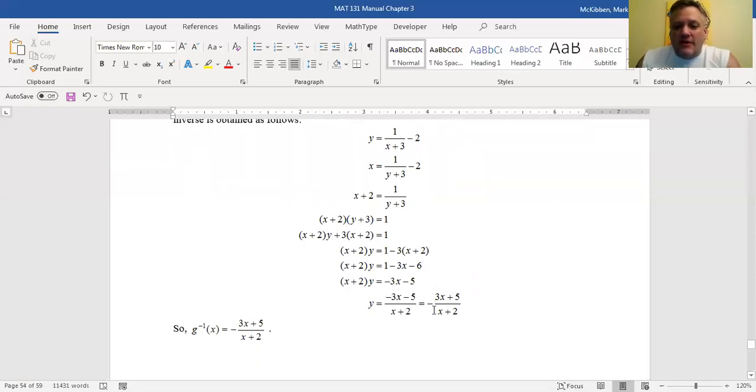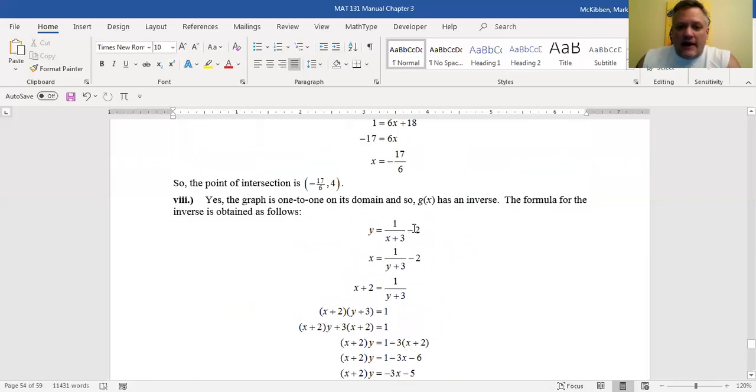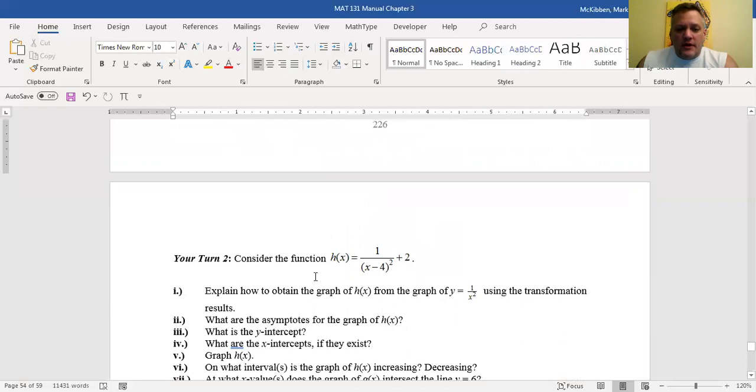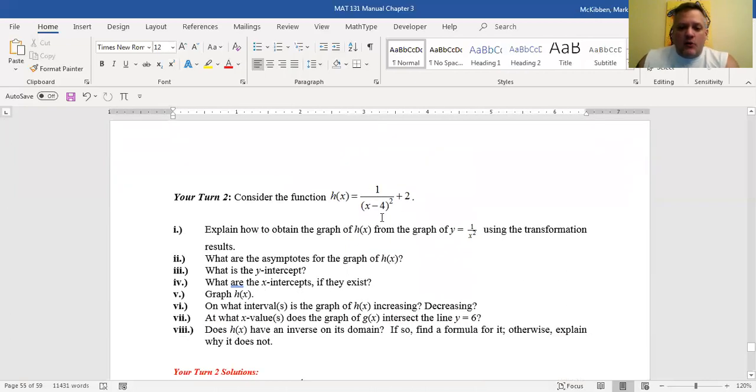All right, so this function here is the inverse function for that one. Right? So if you were to graph this function and this function on the same set of axes, you would notice that they are reflections of each other over the y = x line. All right, now for your turn, you're doing the same thing, but now with a 1/x² function instead of the 1/x function. All right, so give that a go and see how it goes, and then we'll talk about that.